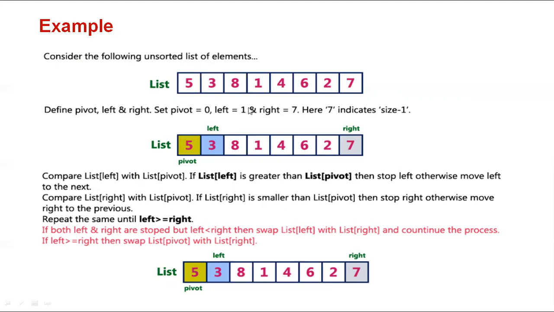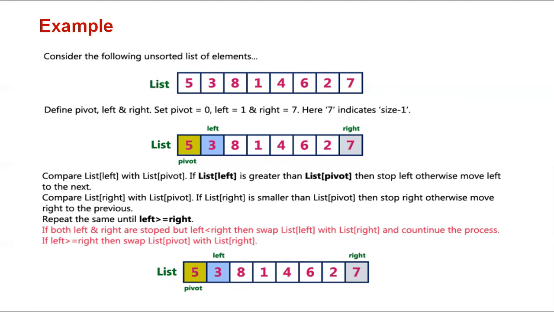Here we have 5, 3, 8, 1, 4, 6, 2, 7. These are all the array of elements, or list of elements. Define pivot, left and right. Set pivot equal to 0, left equal to 1, and right equal to 7.